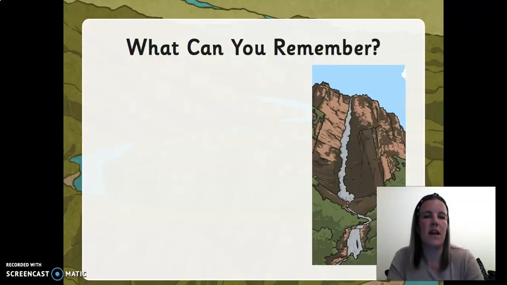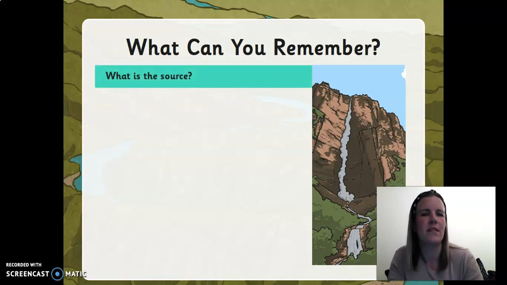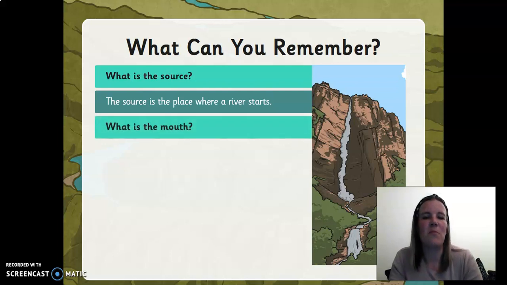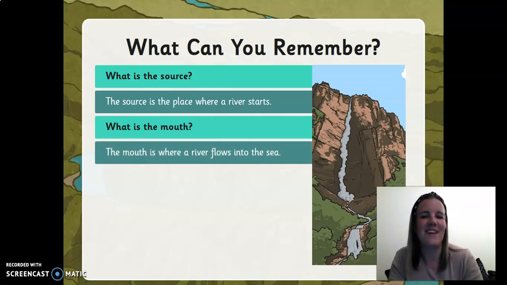So moving on to the first slide then, I just want to see what it is you can remember from last week's learning. So what is the source of a river? Can anyone remember? Yeah, that's right. The source of the river is the place where the river begins or where the river starts. And I could see lots of you had found lots of different sources of the different rivers from the UK rivers from last week's learning, which is fantastic. Well done. Next question then. What is the mouth of the river? Yeah, well done. The mouth of the river is where the river flows into the sea. So which sea it ends up in?